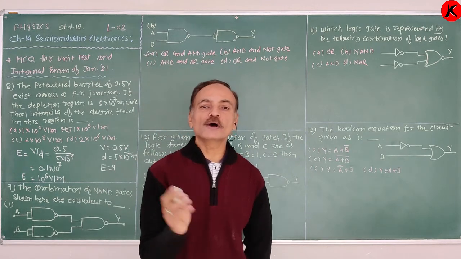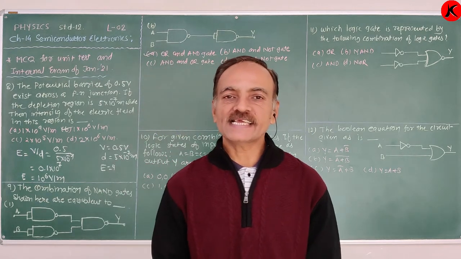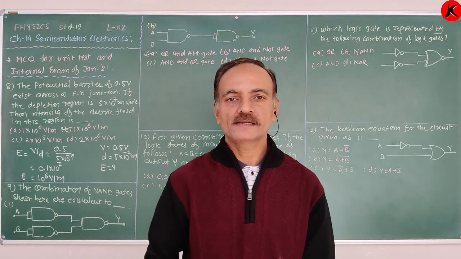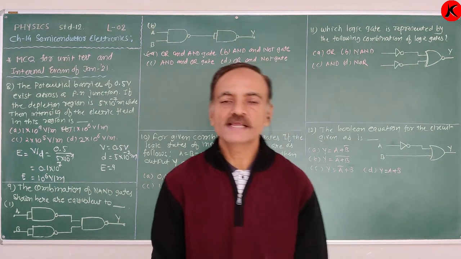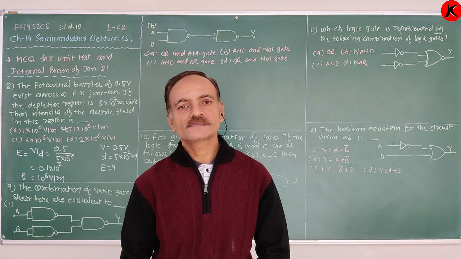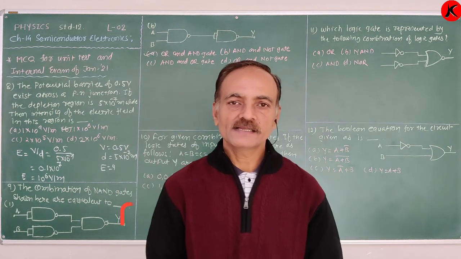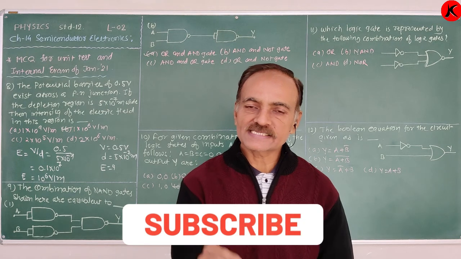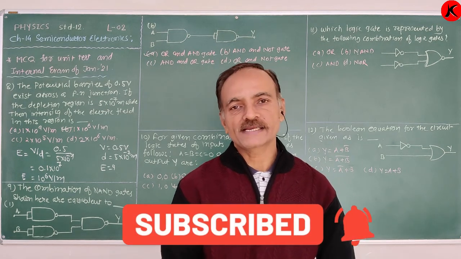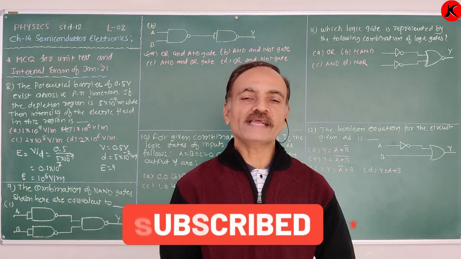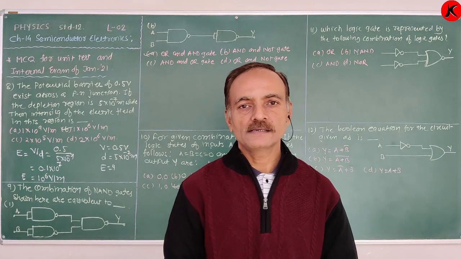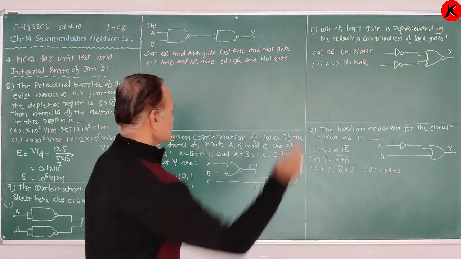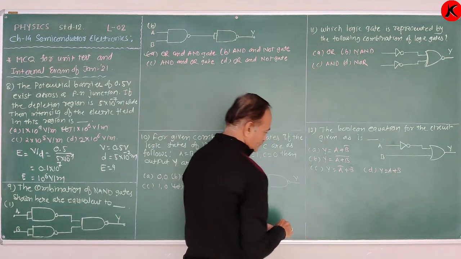Now for the NOR gate, the characteristic is 0, 0, 1. If both inputs are 0, output is 1 in case of a NOR gate. The NOR gate is prepared if the output of the OR gate is given as input of a NOT gate. And the Boolean equation is y is equal to a plus b whole bar. Therefore, I just write it down here.